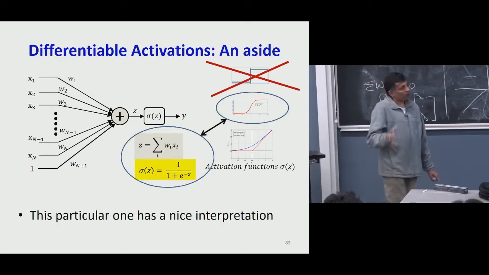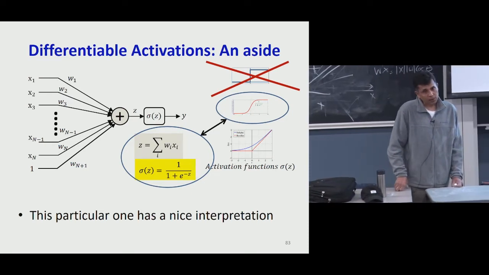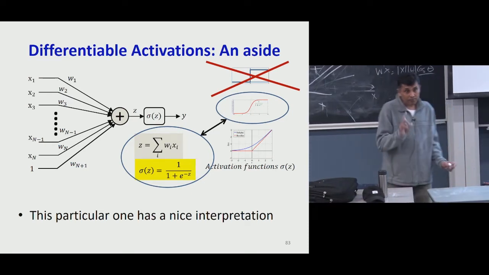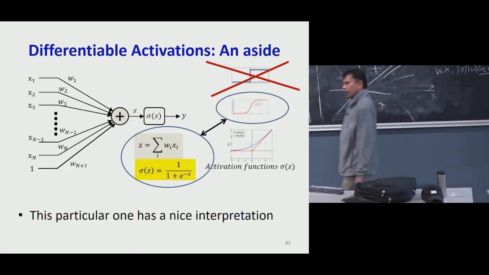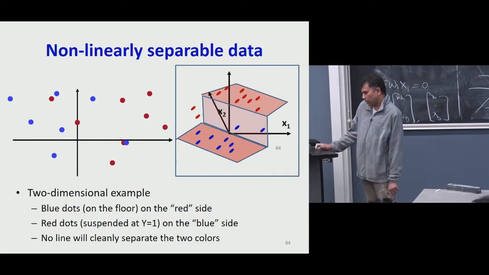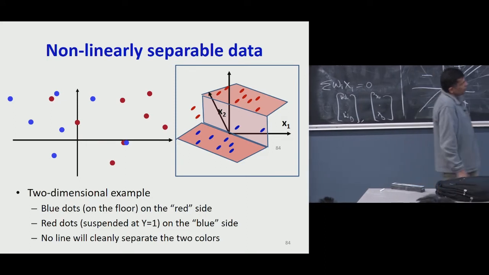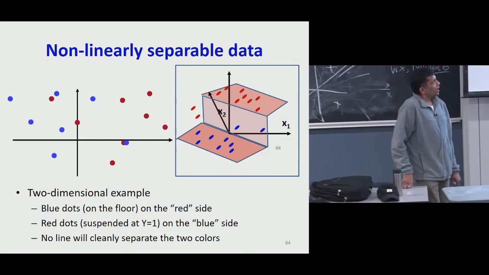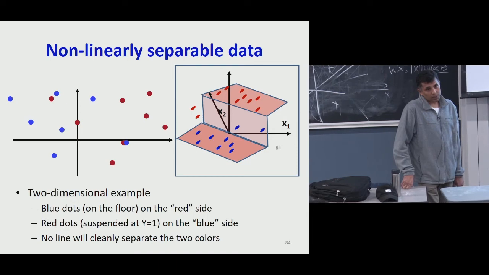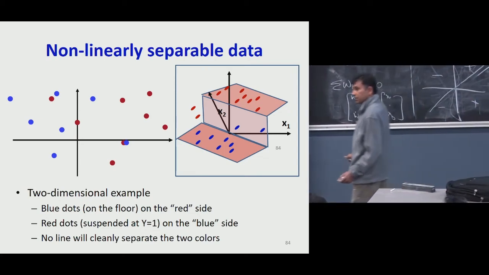And one of the most popular such functions, we've seen a bunch, but one of the more popular ones is the sigmoid. And the sigmoid in particular has a very interesting interpretation. So to see what the interpretation might be, let's go back and look at our data. Let's look at non-linearly separable data. Here is a two-dimensional example. You want to classify the red dots as 1, the blue dots as -1 or 0. But you have some blue dots on the red side and the red dots on the blue side, right? So which means I cannot actually draw a boundary which cleanly separates the red and the blue dots.